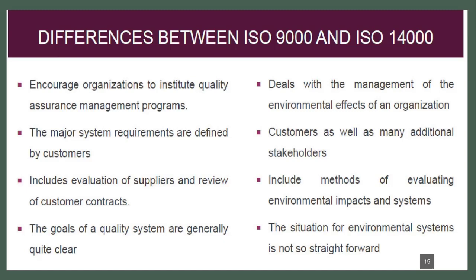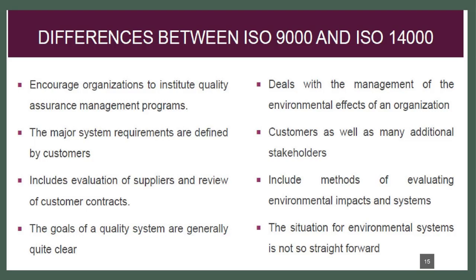Now we'll look at the difference between ISO 9000 and ISO 14000. As we have already discussed ISO 9000 last class, today we are going to see the difference between ISO 9000 and ISO 14000. So first, on the left hand side 9000, right hand side 14000. First point, 9000 encourages organizations to institute a quality assurance management program, as we have seen that 9000 mainly concentrates on QMS. Next, 14000 is generally about the environmental effect of an organization, that is environmental management system.